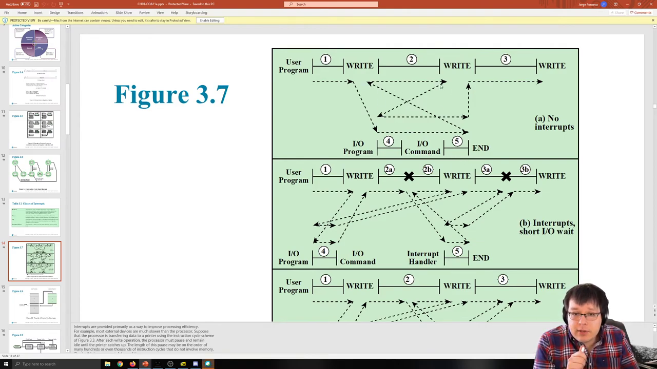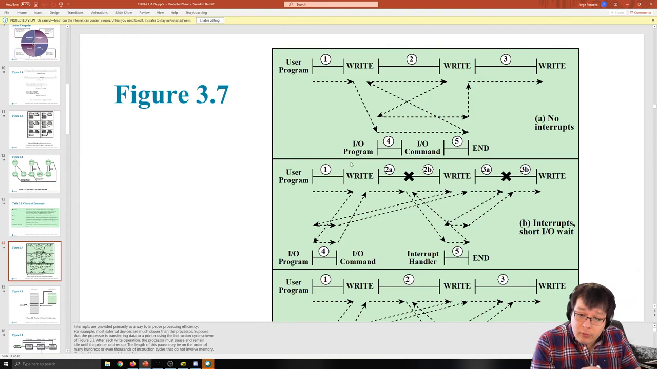Then you can continue going on your merry way until you get to another write, at which point again you stop, you tell the IO what you want to do, IO program, then the IO does its own thing, and then it finishes, and then you come back. And then you keep going, okay?